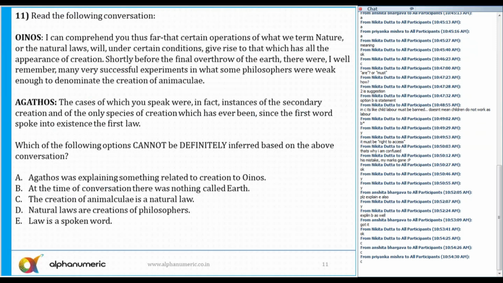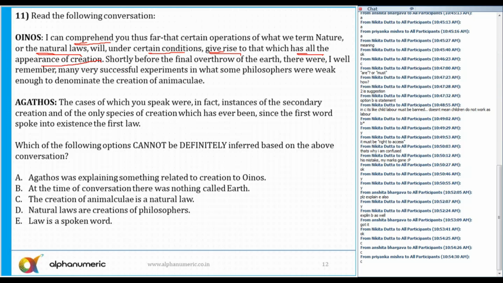Question number 11. Oinos. What is Oinos saying? Oinos is saying what I can understand about the natural laws is that under certain conditions, there are certain conditions which give rise to what has all the appearance of creation. So what I understand by natural law is that there are certain conditions because of which creation will happen.